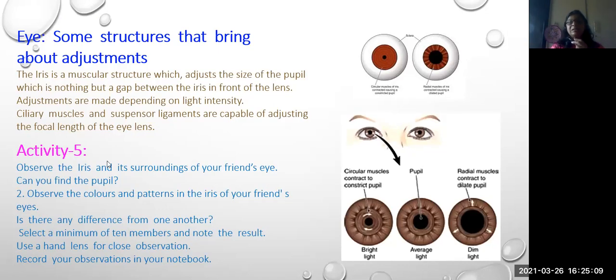And what are the structures which bring about the adjustment of the lenses? Already you know that the iris is very important. Iris consists of what? Longitudinal and circular muscles. When you see the brown color inside your eye, in the middle there is a black spot, isn't it? That black spot is what? Pupil. And surrounding that, there are muscles present, isn't it? And those muscles are longitudinal muscles and circular muscles.